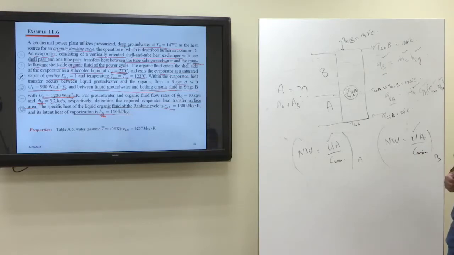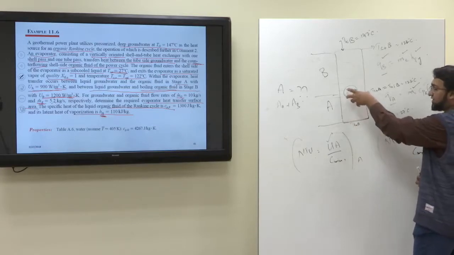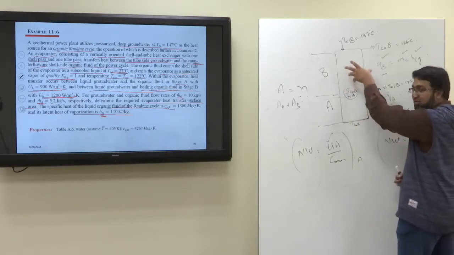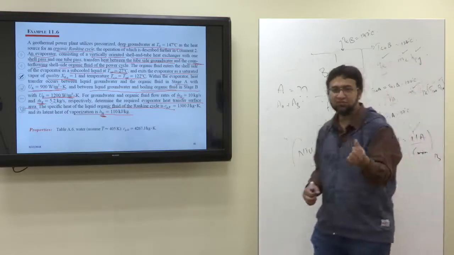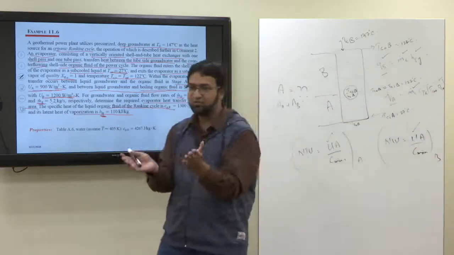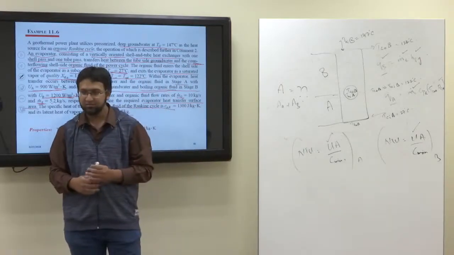It's the same mass flow rate, because the same mass flow rate which enters here passes through this part of the heat exchanger, then enters into this part of the heat exchanger and exits. Only the thing is that its nature changed. It was liquid, now it is vapor, but the mass flow rate is the same. Is it clear?